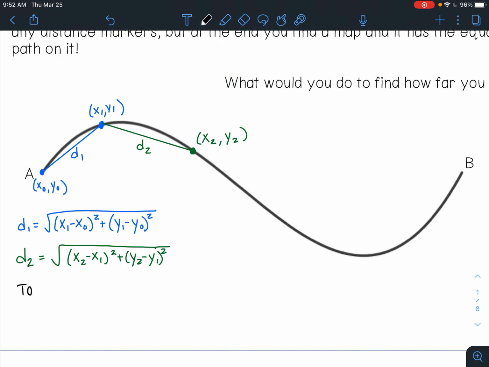my total distance, total is not spelled with a D. What am I doing?